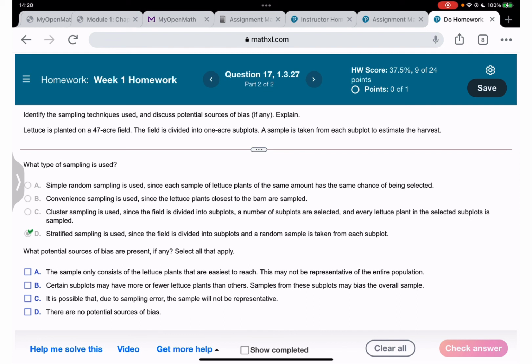And what potential sources of bias are present, if any? Okay. Certain subplots may have more or fewer lettuce plants than others. Samples from these subplots may bias the overall sample. This is going to be our possible bias.